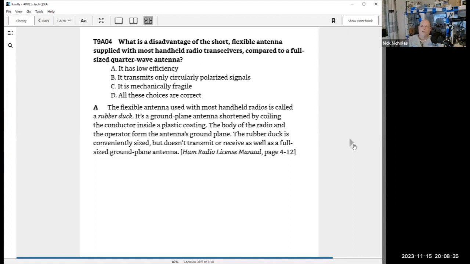What is the disadvantage of the short, flexible antenna supplied with most handheld radio transceivers compared to a full-size quarter wave antenna? Well, we call those things rubber duckies, and they're glorified dummy loads that leak out a little signal. So they're very low in their efficiency. A full-size quarter wave antenna will be far more efficient. The answer is A. The disadvantage is that rubber duckies are not very efficient.